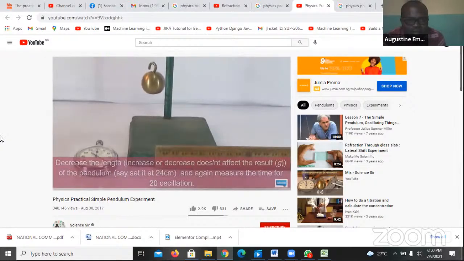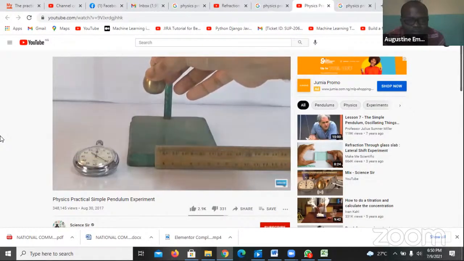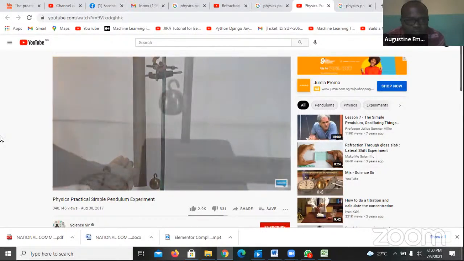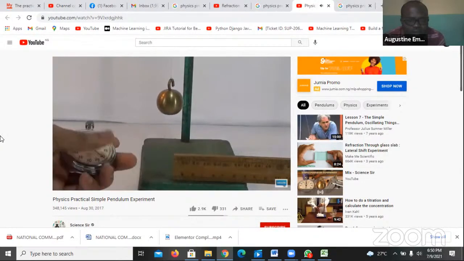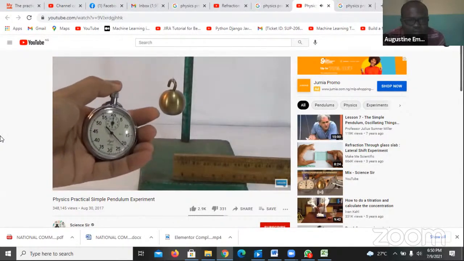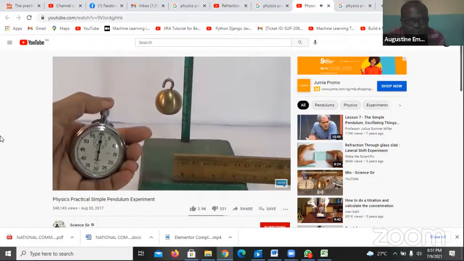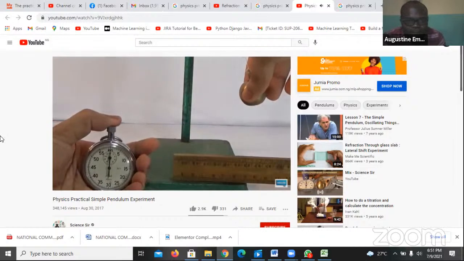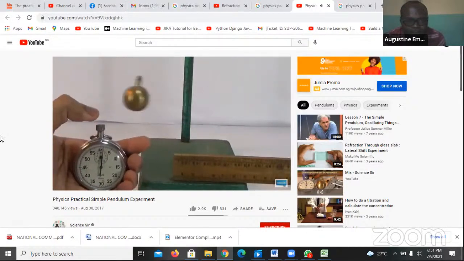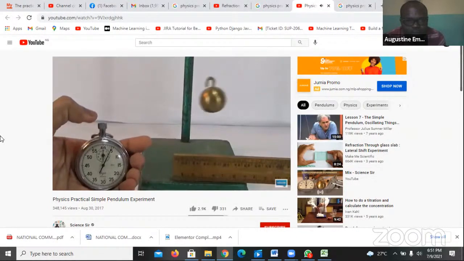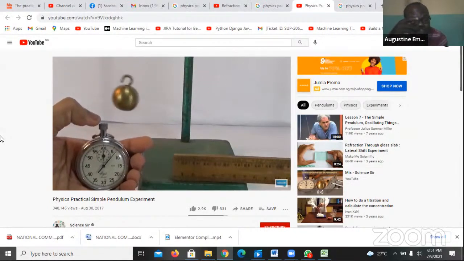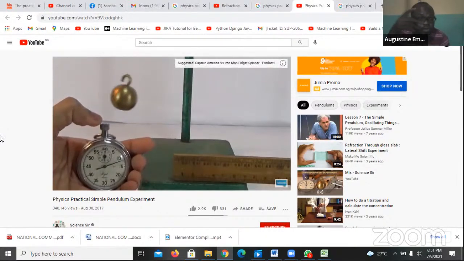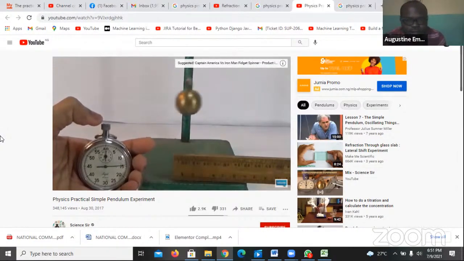Decrease the length. Try it again, denoting the effective length. So you put a ruler so that you make sure that the displacement is consistent for the most time that you're going to try it out.